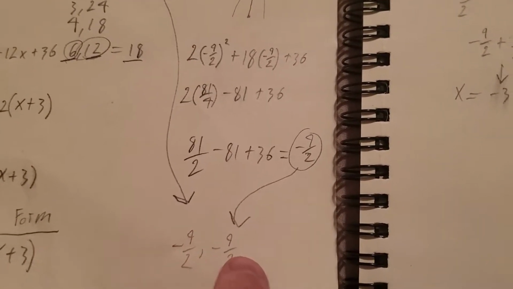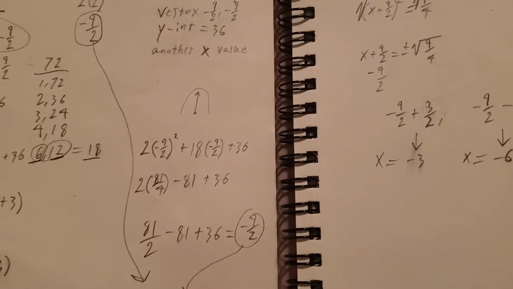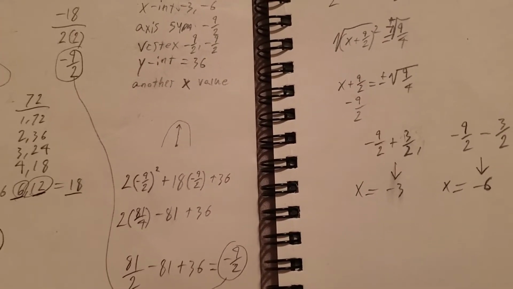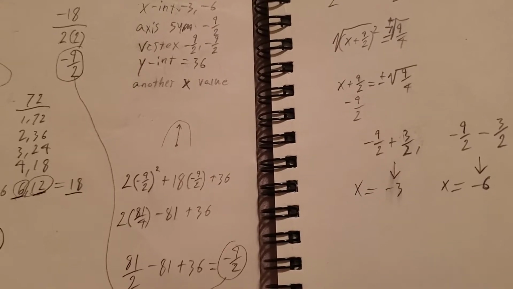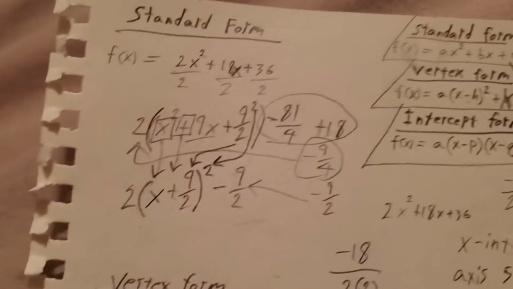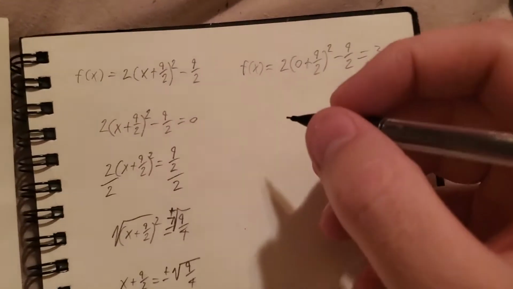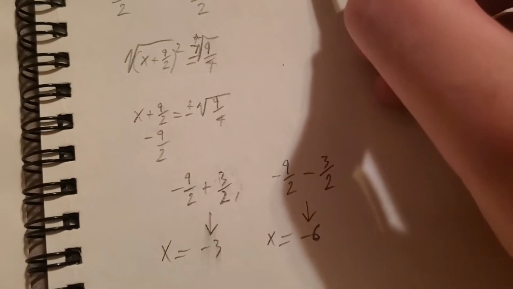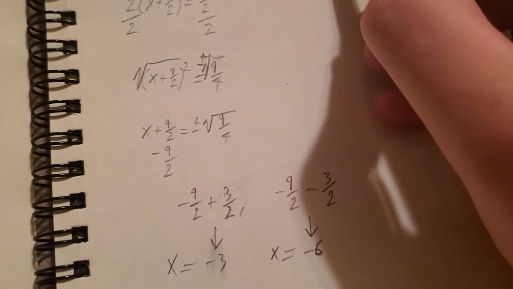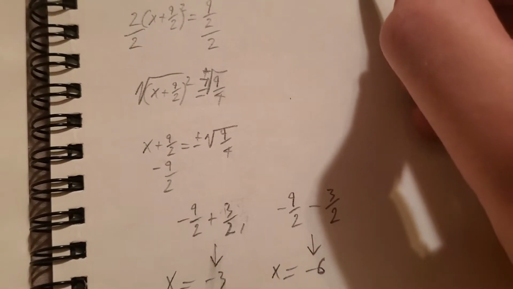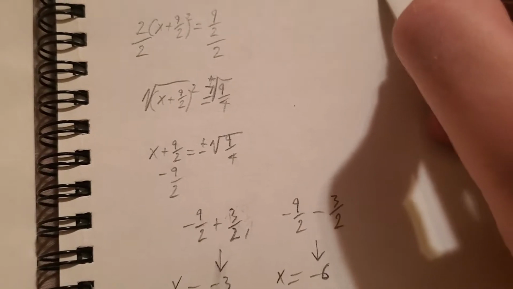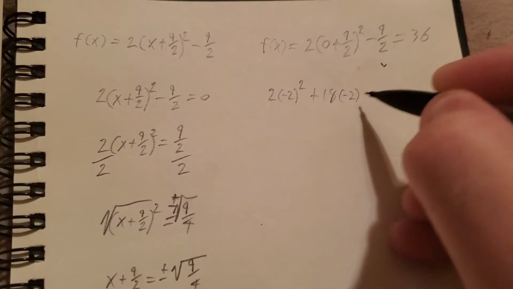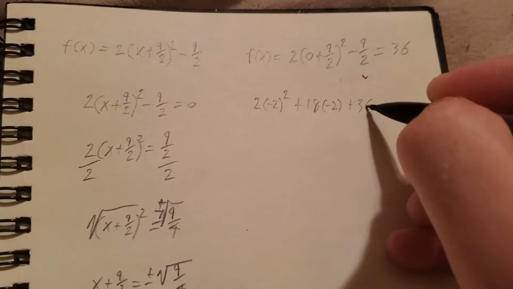This is the x, that's the y. We can plug in a different value. Instead of negative 9 over 2, let's plug in negative 2. So let's take this exact same thing and pull it down here. We're going to say 2 times negative 2 squared plus 18 times negative 2 plus 36.